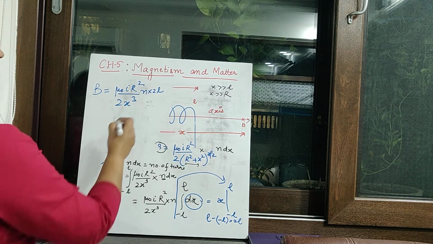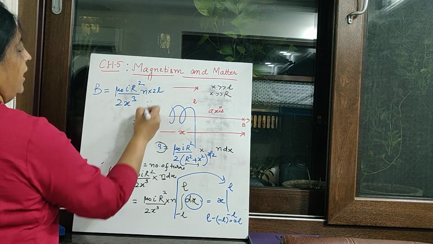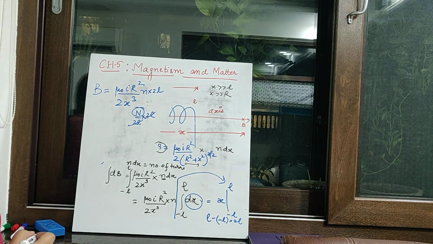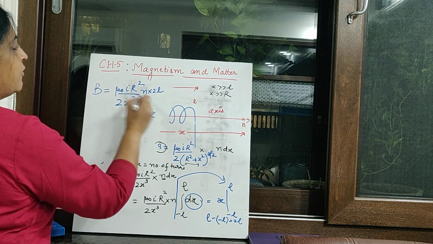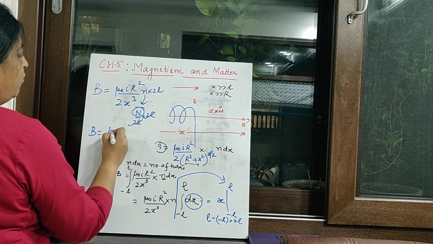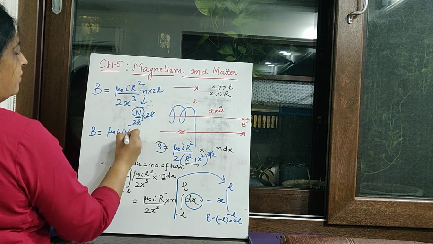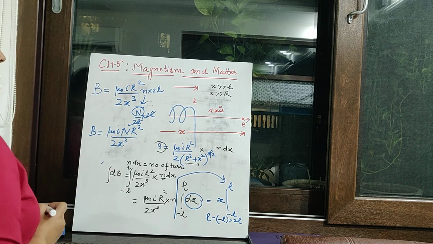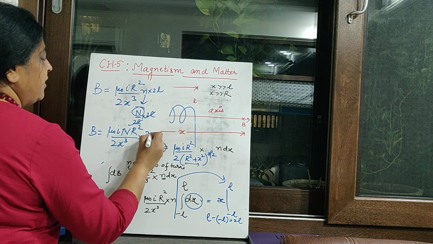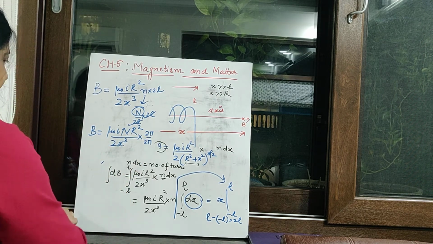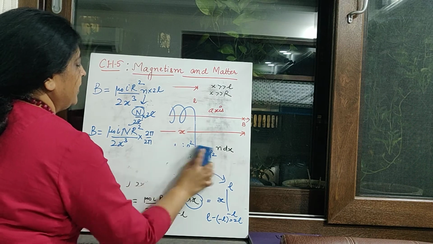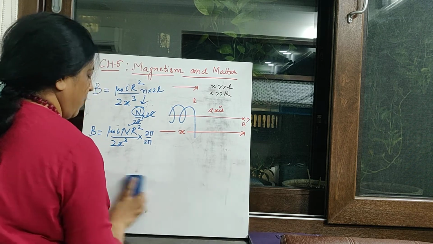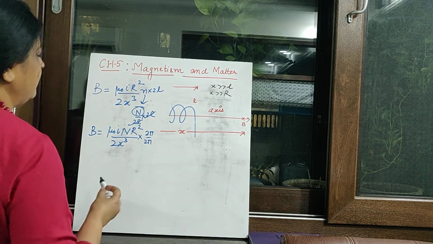Now n was n by 2L into 2L. So this reduces to n only, which is the number of turns in the whole of the solenoid. Substituting for n, we get B as mu naught I n r square divided by 2x cube. Now you can multiply and divide it by 2 pi, just to reduce it to a familiar expression. So what is it that we get?